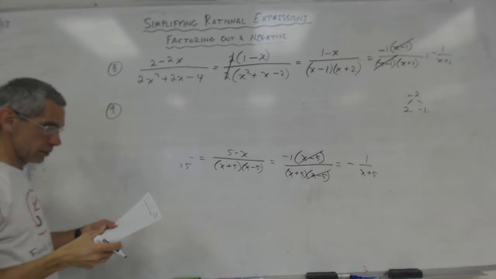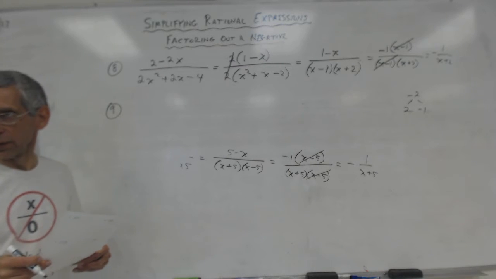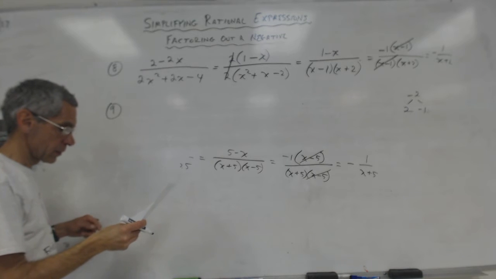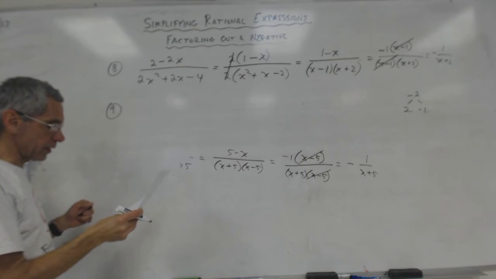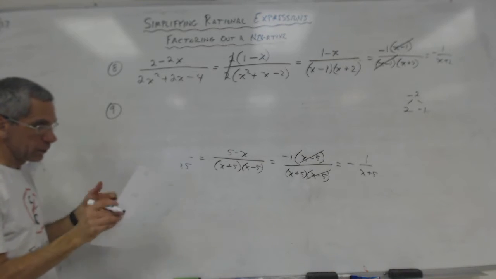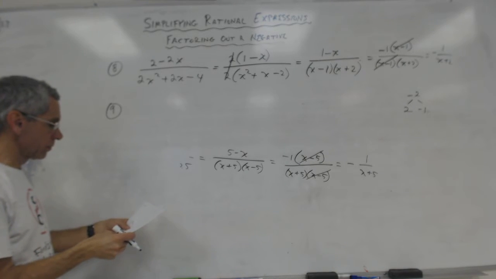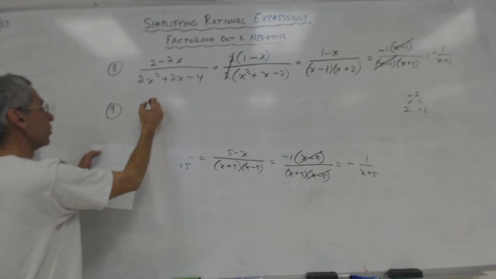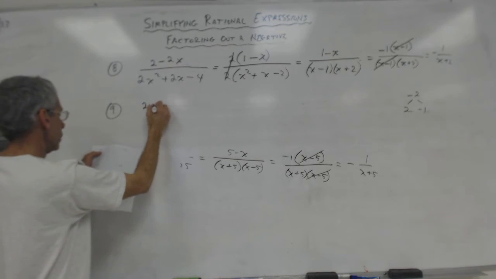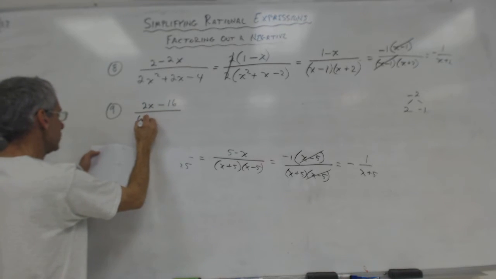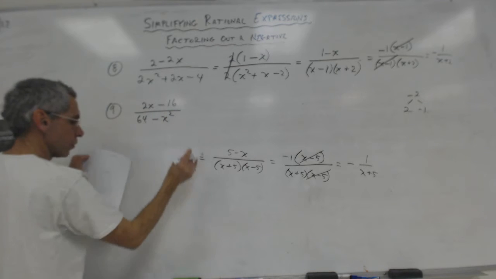Let's try another one. We have 15 minutes, but we should have some time to work on the homework. Let me try one that's a little trickier. All right, let's try this one. This is number 9 on the homework: 2x minus 16 over 64 minus x squared.